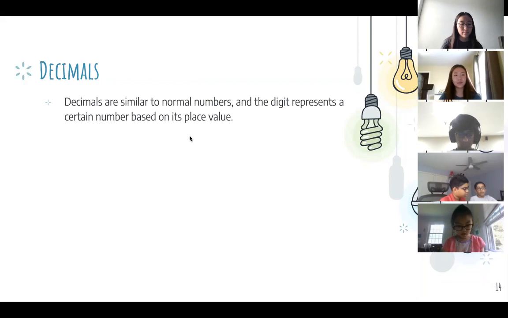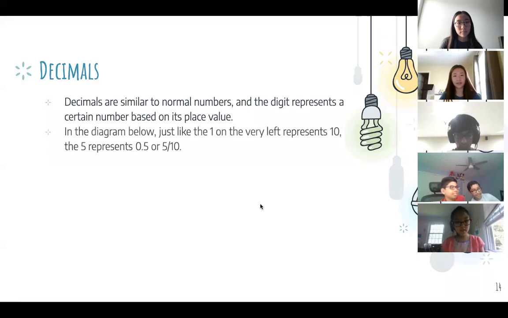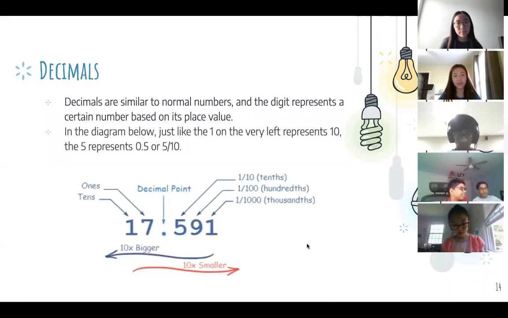Yeah, so decimals are similar to normal numbers, and the digit represents a certain number based on its place value. If you look at the diagram on the screen, the 1 in 17, the one on the very left, represents a 10 instead of just a 1. The 5, the third digit, represents 0.5 or 5 over 10 instead of 5. So it's basically just like how you would read a normal number, except as you go to the right, it gets smaller and smaller.